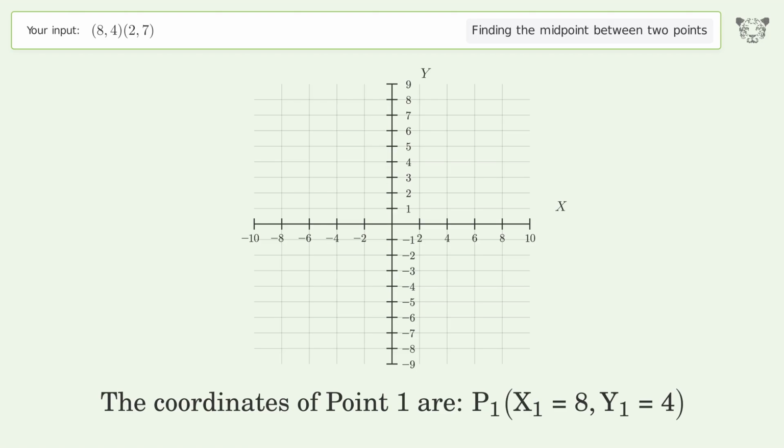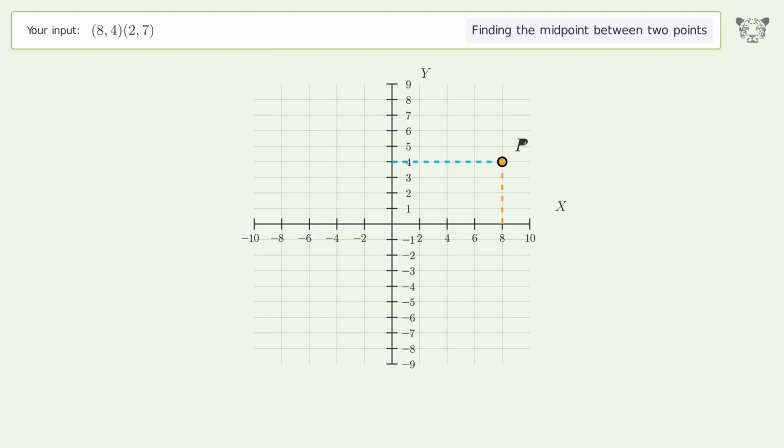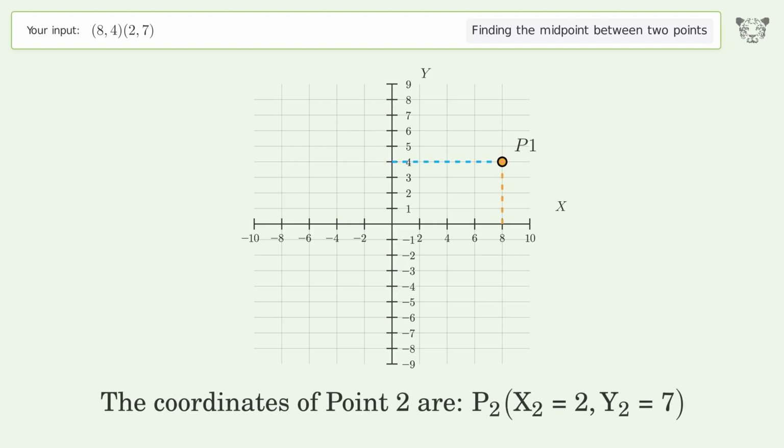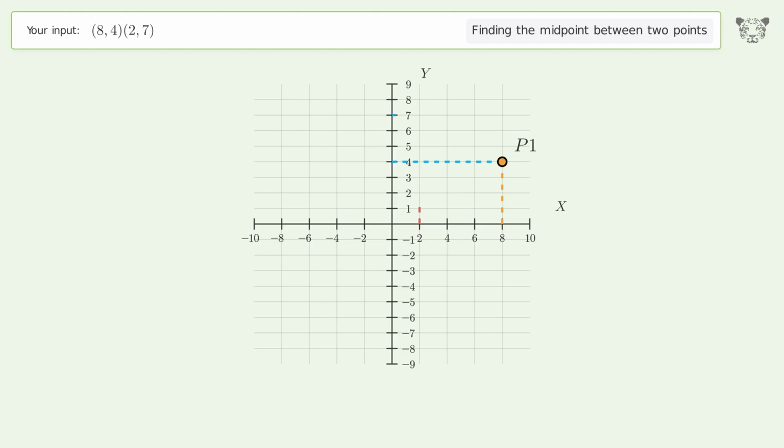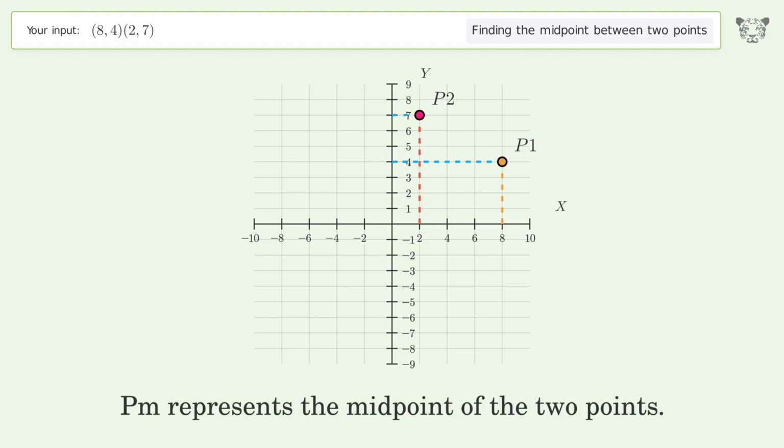The coordinates of point 1 are, x1 equals 8, y1 equals 4. The coordinates of point 2 are, x2 equals 2, y2 equals 7. PM represents the midpoint of the 2 points.